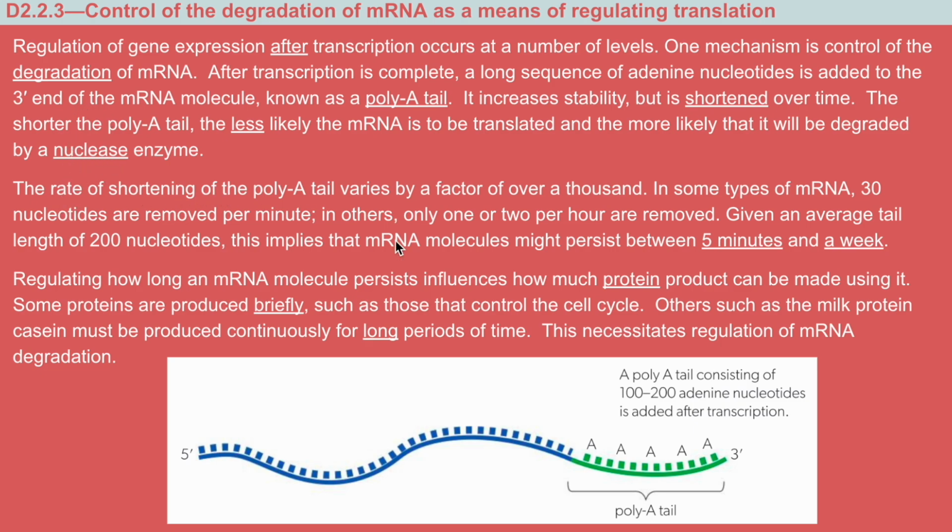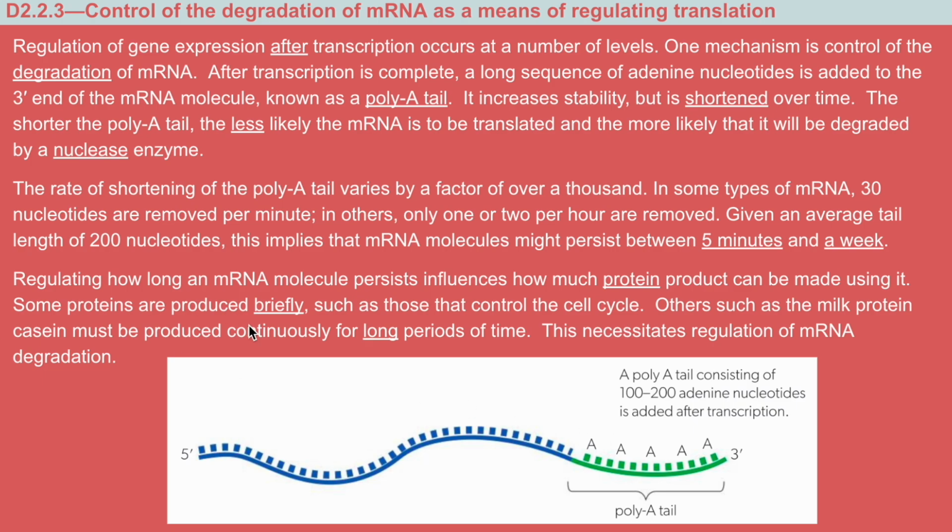The rate of shortening of this tail varies by a factor of over 1,000. In some types of mRNA, 30 nucleotides can be removed per minute. In others, only 1 or 2 per hour are removed. So given an average tail length of 200 nucleotides, this implies that mRNA molecules might persist for between 5 minutes and a whole week. Depending on how long it persists, that's what's going to affect how much protein is made from the mRNA's code.